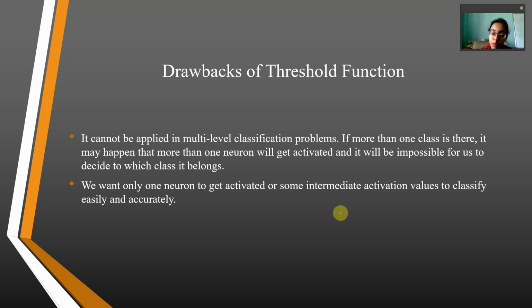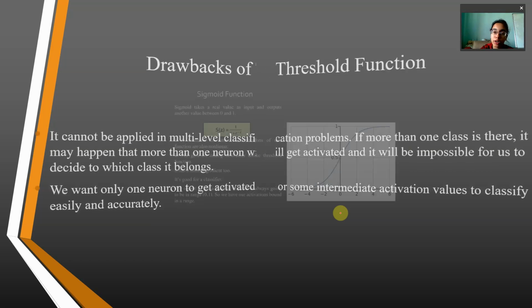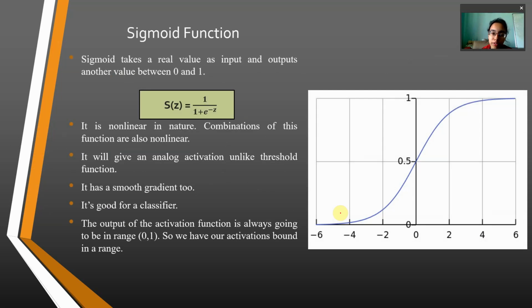So this problem is basically solved by the sigmoid function. How is it solved by the sigmoid function? The sigmoid function solves this problem by taking the inputs and converting the outputs to the range of 0 to 1. That is, the output will not be either 0 or 1, but it will be bound within the range of 0 to 1. The equation for the sigmoid activation function is this: f(z) equals 1 divided by 1 plus e to the power minus z. Here z is actually the weighted sum.